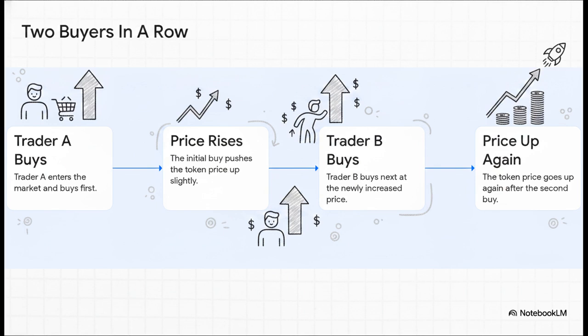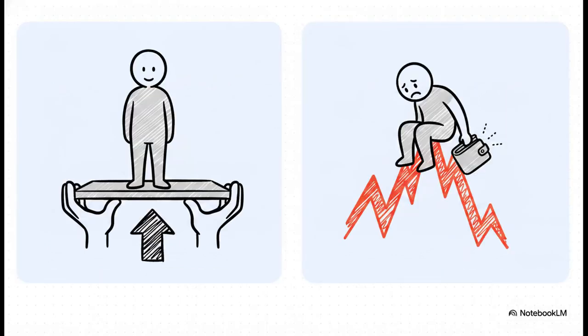The engine reacts again, pushing the price even higher. This means Trader B ends up paying a premium that was caused entirely by Trader A getting there first. Now, what's really interesting about this slide is the twist. Trader A actually breaks even.